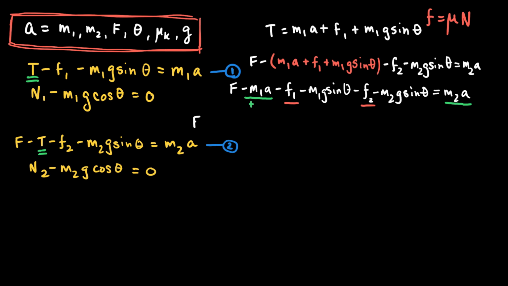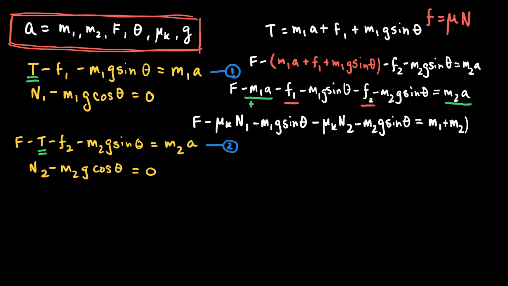So let's start that. I have F minus F1, which is mu k times N1, minus m1g sine theta, minus mu k times N2, minus m2g sine theta. And on the right-hand side of the equation, I will have m1a plus m2a. And so I could write that as m1 plus m2 times a.